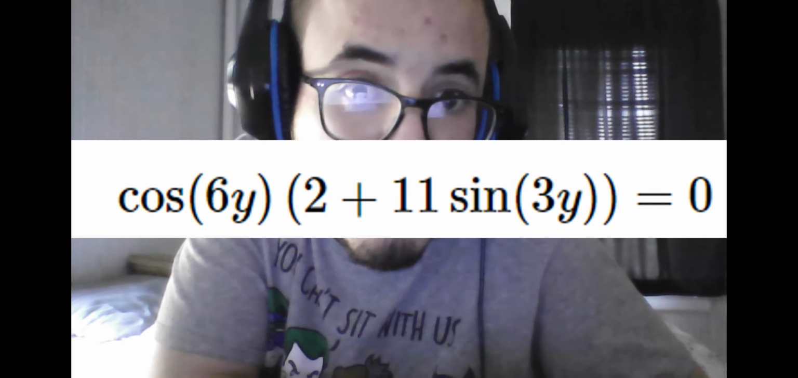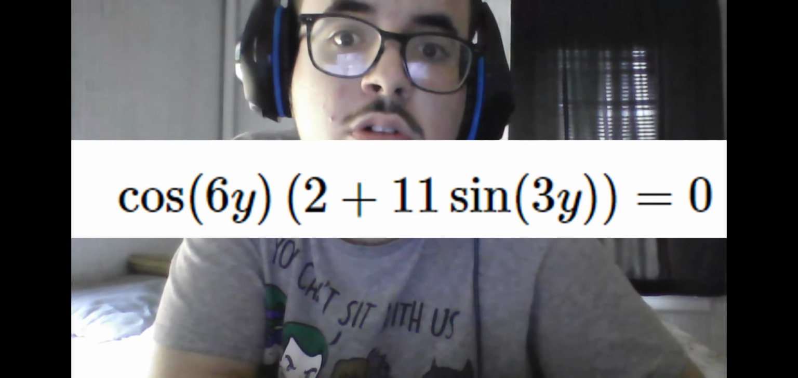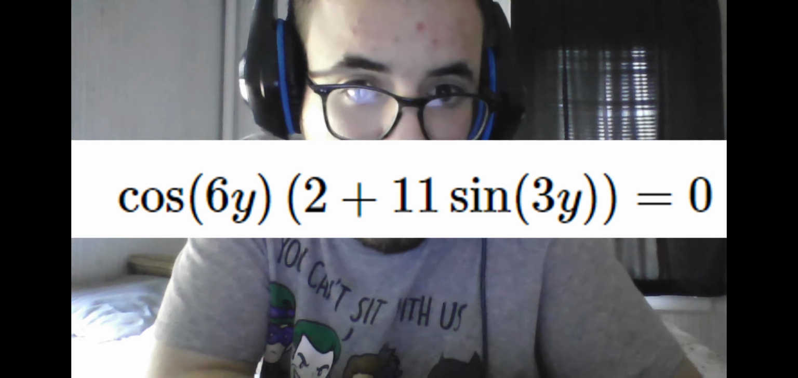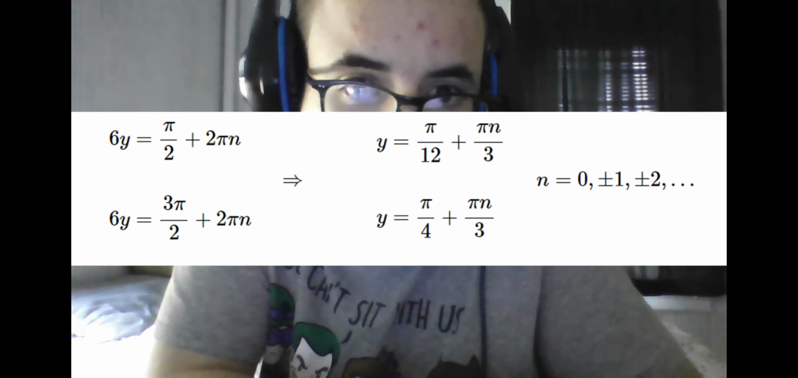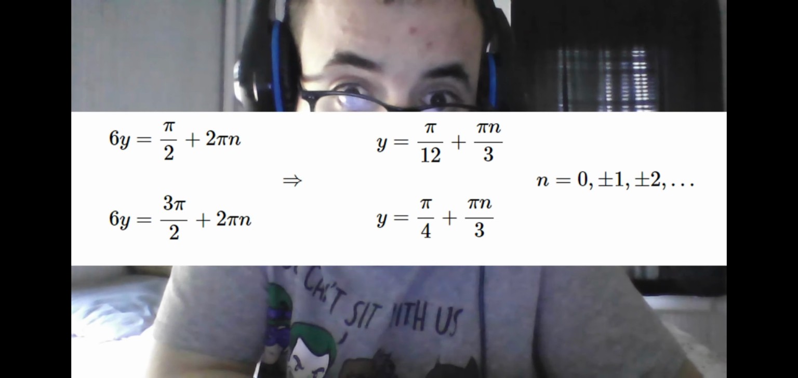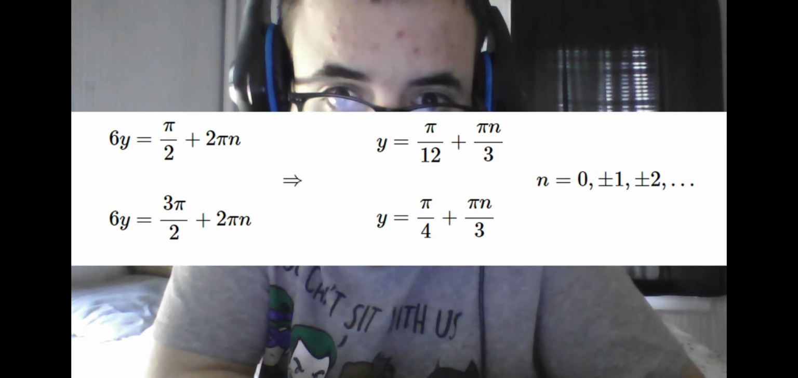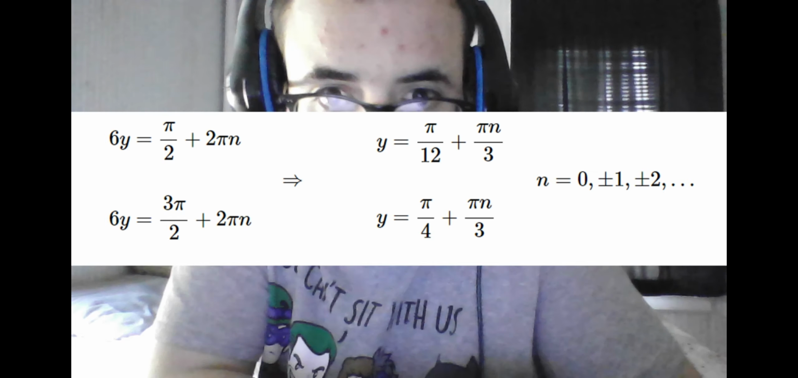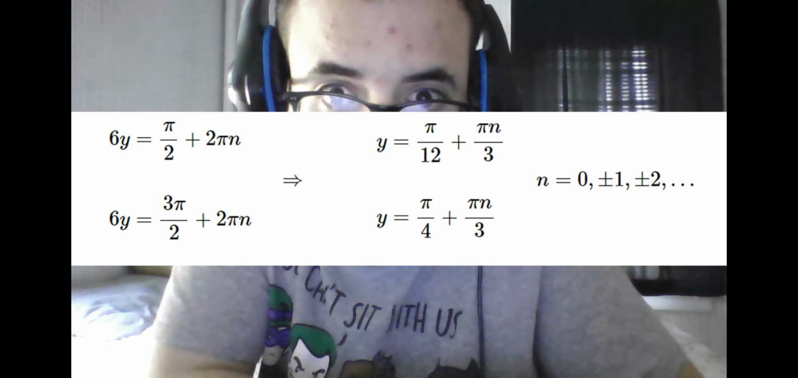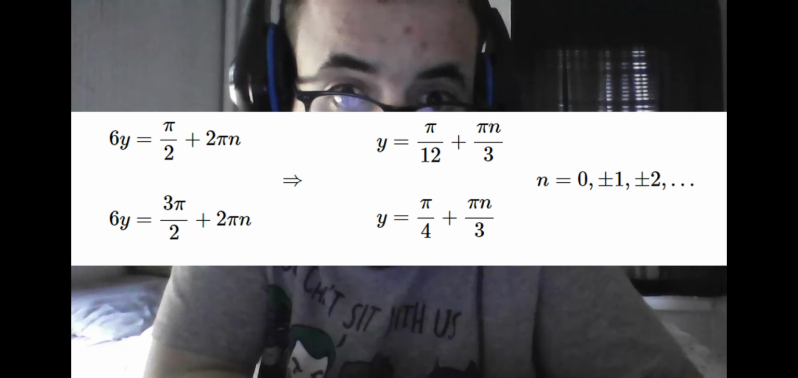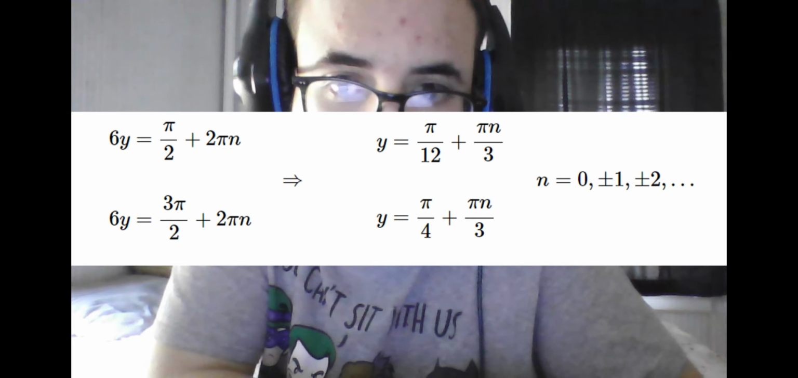So we solve cosine of 6 times y equals 0 by doing pi halves or 3 pi halves, or when you get y by itself and divide by 6, it becomes pi twelfths or pi quarters, and the 2 pi times the infinite amount of integers now becomes pi thirds times the infinite amount of integers.